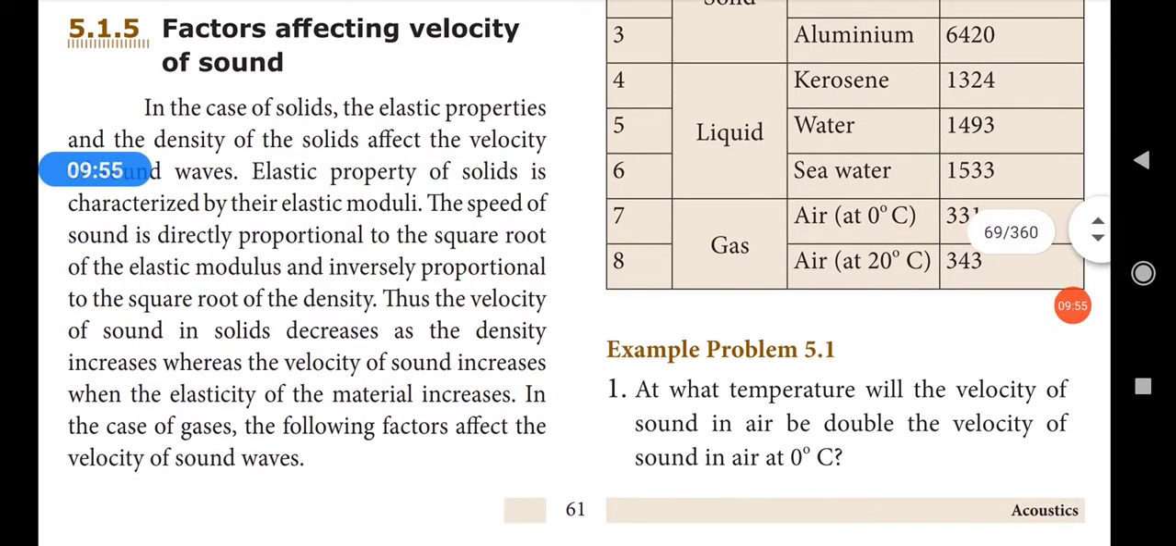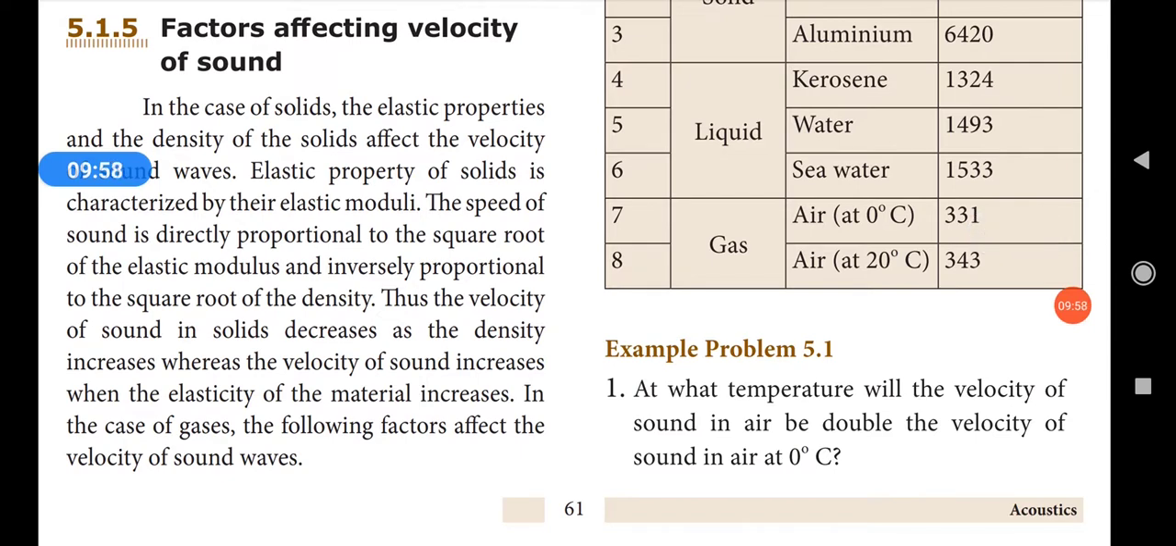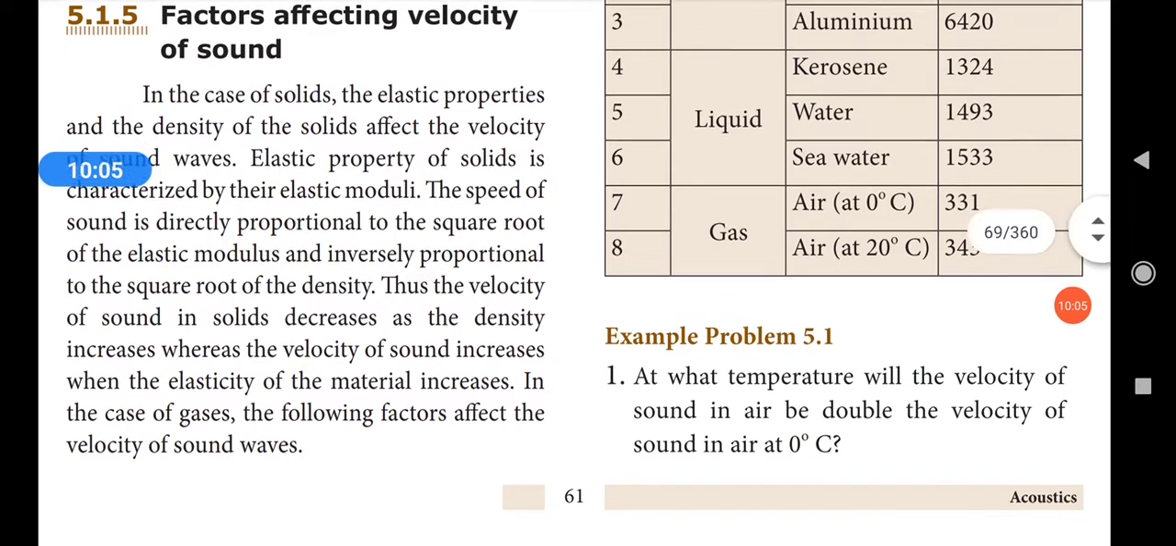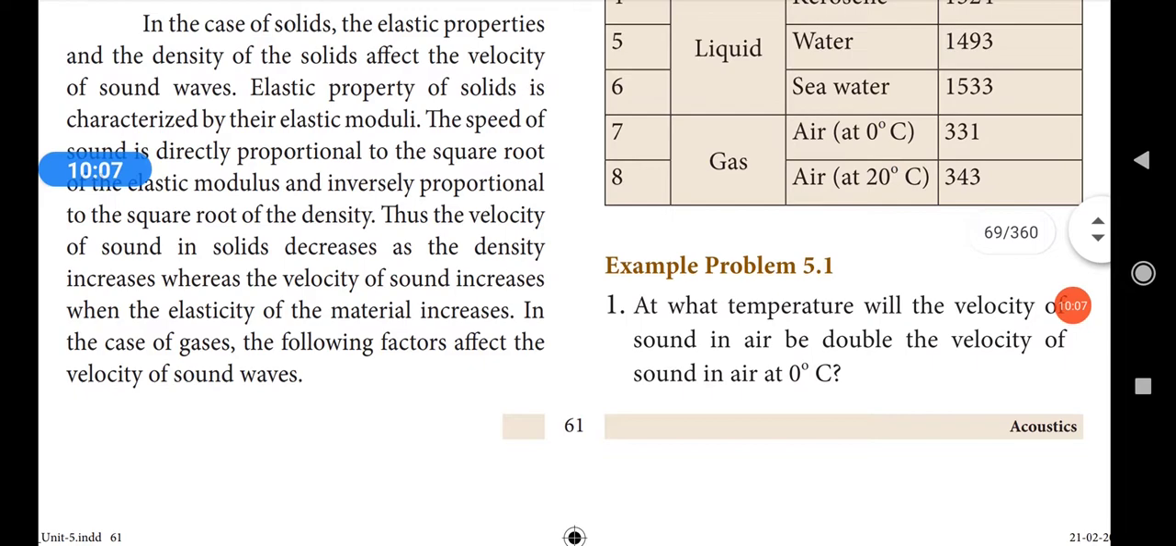Next, factors affecting the velocity of sound. What are all the factors that affect the velocity of sound? See, in the case of solids, the elastic properties and the density of the solids affect the velocity of sound waves. So two factors affect the velocity of sound in solids. First one, elastic nature of the solid, and then density of the solid.